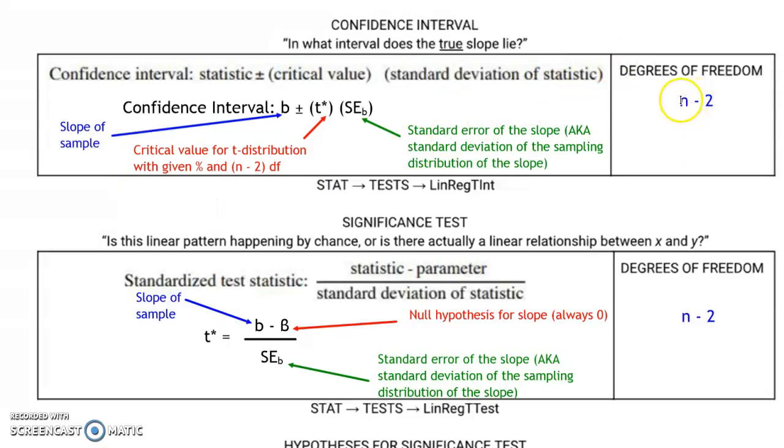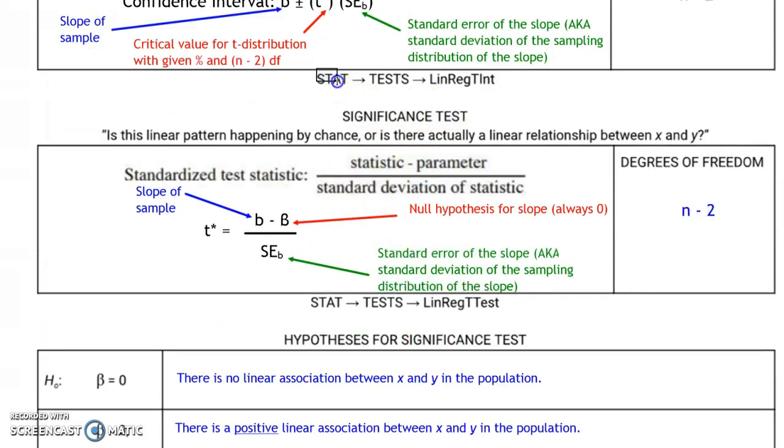If you want to know why it's n minus 2, the textbook actually says it's beyond the scope of the book. So not to scare you, but there are things in statistics that you don't know yet. SE sub b is the standard error of the slope. And if you ever want to do it on your calculator, this is how you do it: stat, tests, and then LinRegTInt.